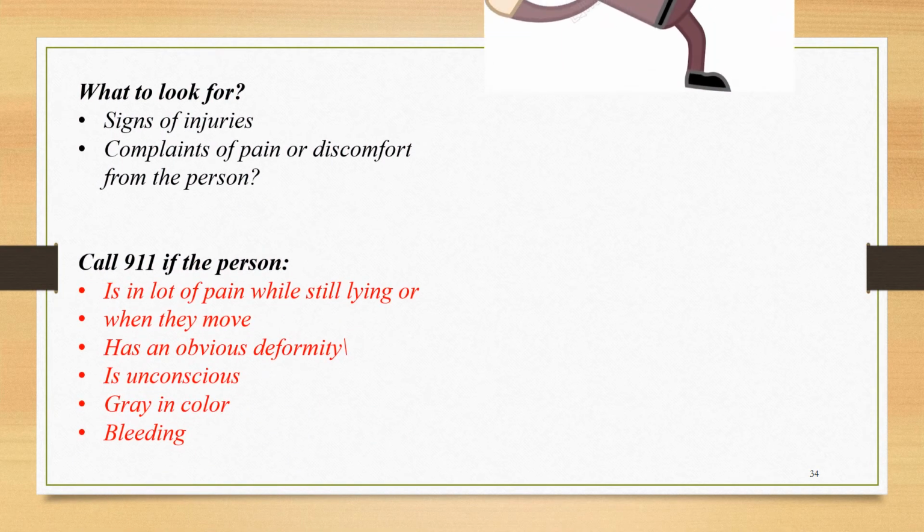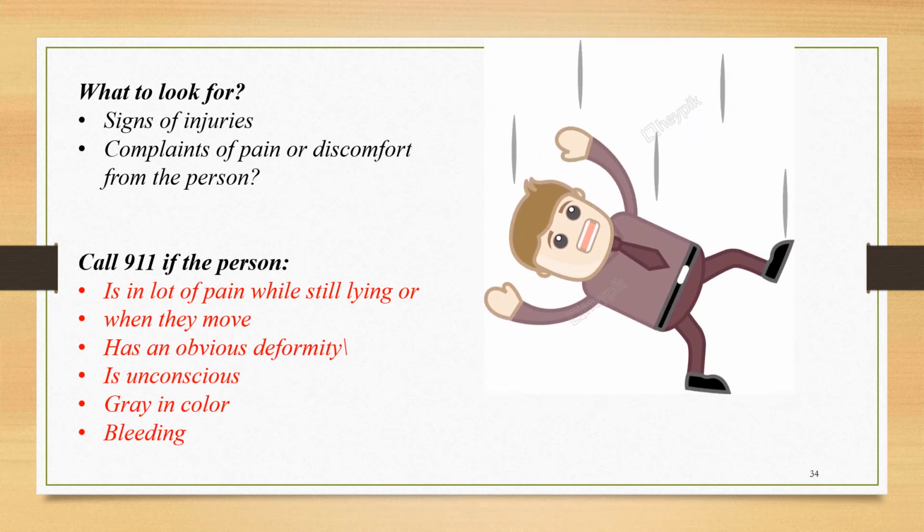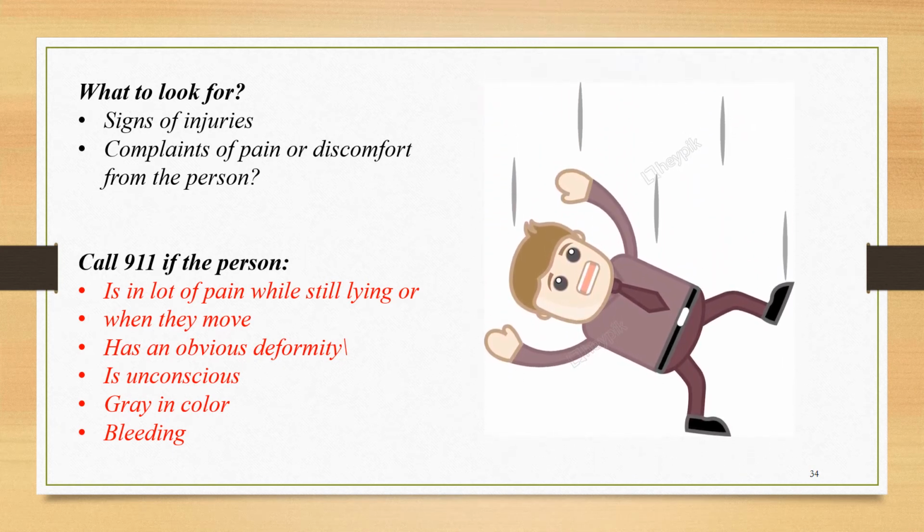What to look for? Signs of injuries, complaints of pain or discomfort from the person. Call 911 if the person is still in a lot of pain while still lying, still in a lot of pain when they move, has an obvious deformity, is unconscious, gray in color, or is bleeding.